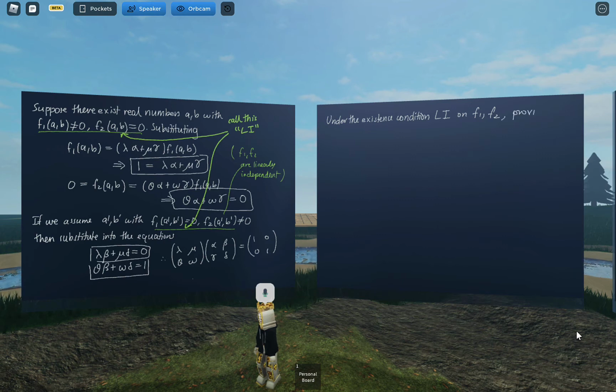provided the original transformation, that is the alpha, beta, gamma, delta transformation, which produces F1 prime and F2 prime, as long as that matrix is invertible, and remember that a matrix is invertible if and only if its determinant is non-zero, which is alpha delta minus beta gamma.